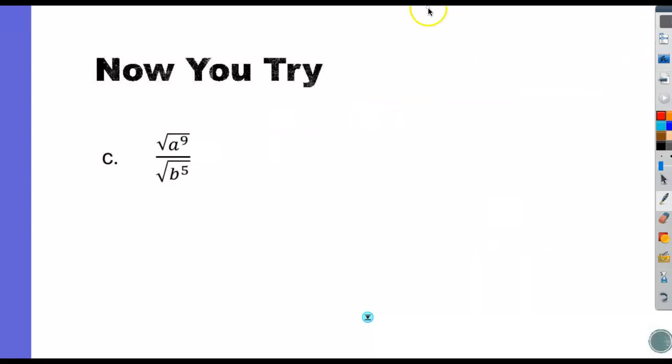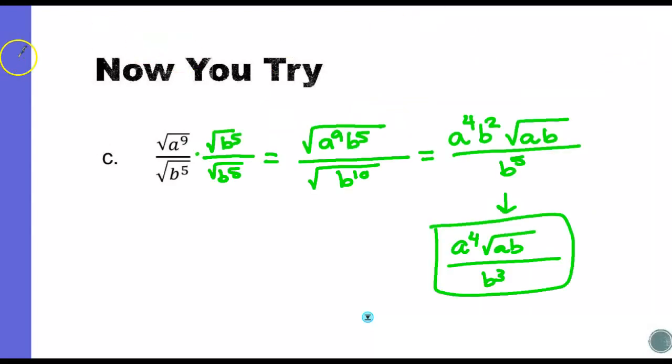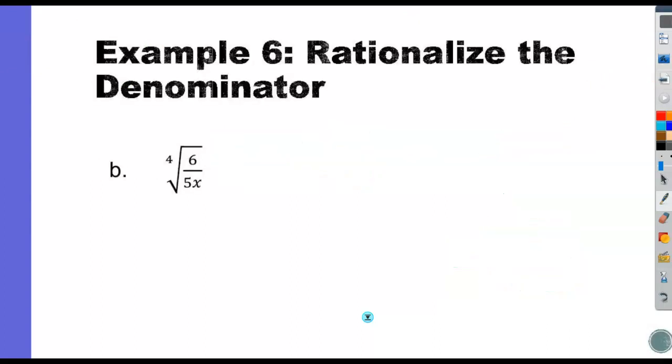Okay, let's try this one. I want you to try this one on your own. All right, check my answer, see how it compares to yours. Let's try one where my denominator is something other than just something basic.